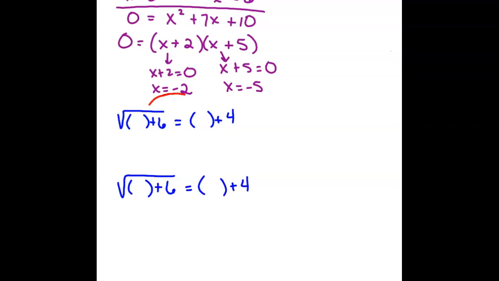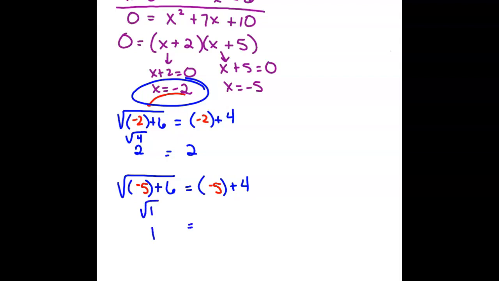All right, so let's check the negative 2. And here we'll check our negative 5. All right, for our first one, negative 2 plus 6 is 4. The square root of 4 would be 2. On the right-hand side, negative 2 plus 4 is 2. Since they are equal, it means that is a solution. It's working. On the bottom one, negative 5 plus 6 is 1. The square root of 1 is just 1. On the right side, though, we have negative 5 plus 4, which is negative 1. Those are not equal. That means this is extraneous and would not be included as one of my final answers.